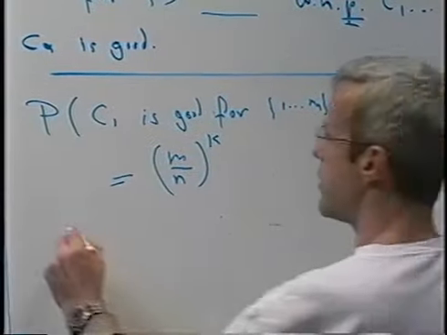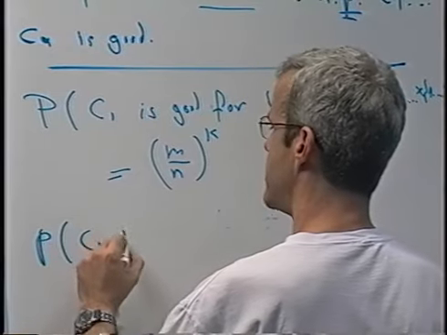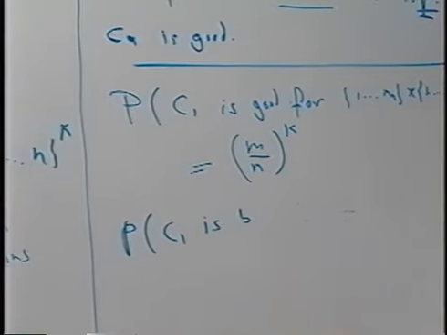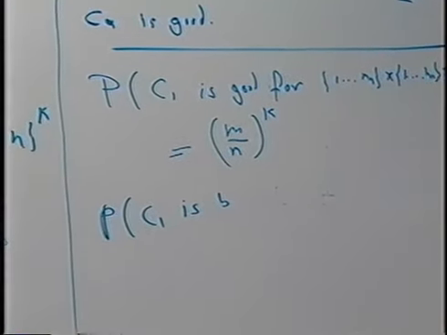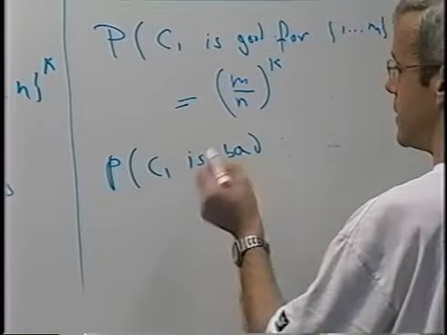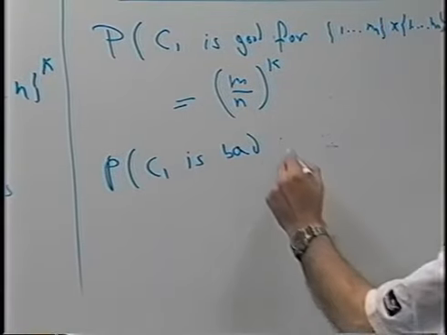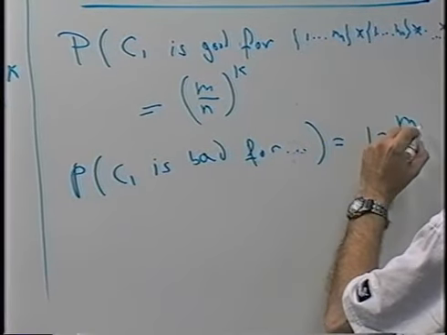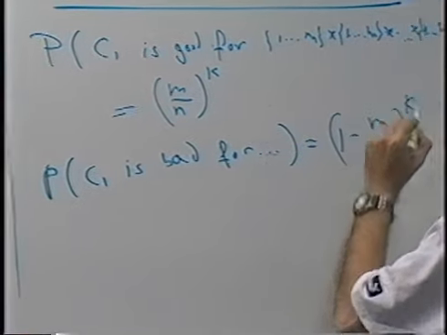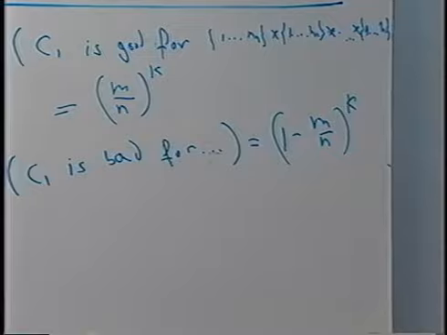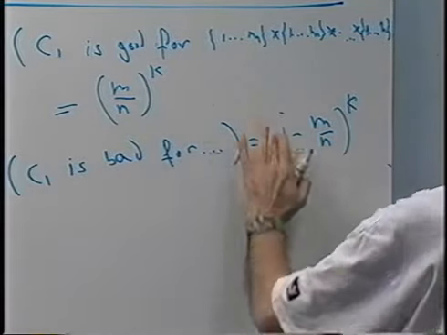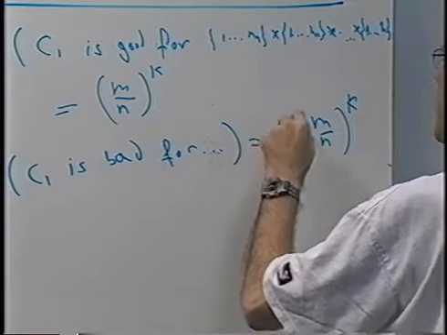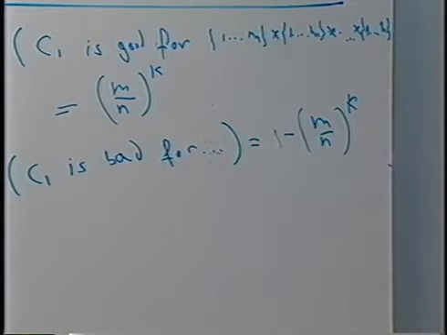Okay, so therefore the probability that C1 is bad, where good means it's inside, it represents this set. It's good for this set. Bad, meaning it does not represent the set, is 1 minus m over n raised to the power k. Yeah, sorry. 1 minus this, okay? Right.